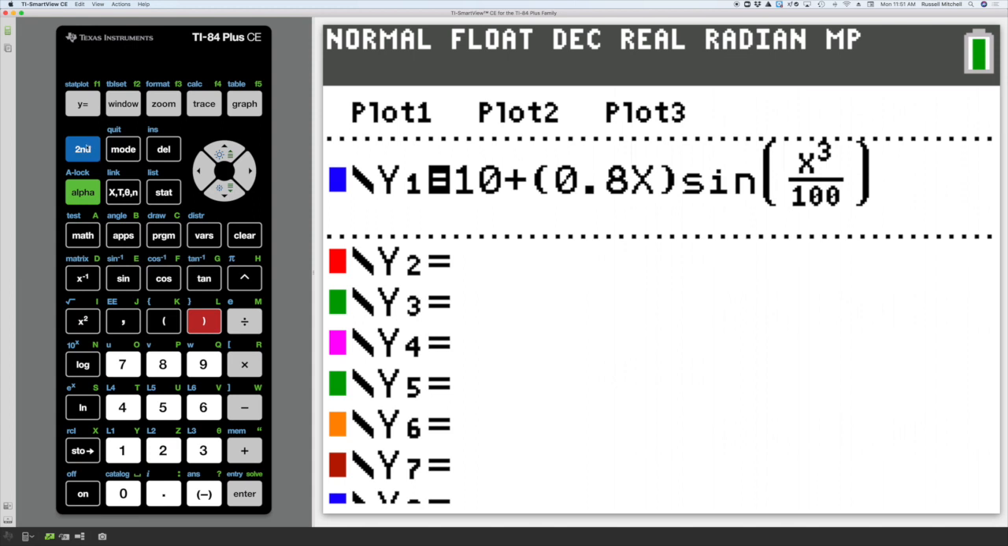Now we're going to go back to our home screen, so we won't have to type that in. Let's just double check: 10 plus 0.5x sine of x cubed over 100. It's good to make sure that you type this in correctly, because it'd be awful if you knew what to do and then accidentally typed this incorrectly.